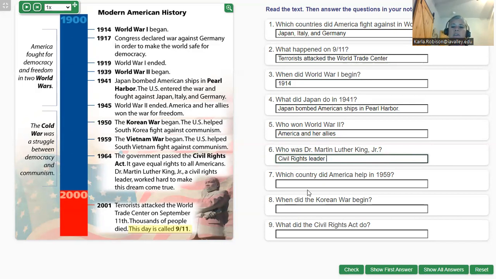Okay, number seven. Which country did America help in 1959? Okay, so I really don't need a keyword. I'm just looking at the date. So 1959. Which country did we help? We helped South Vietnam. Okay.